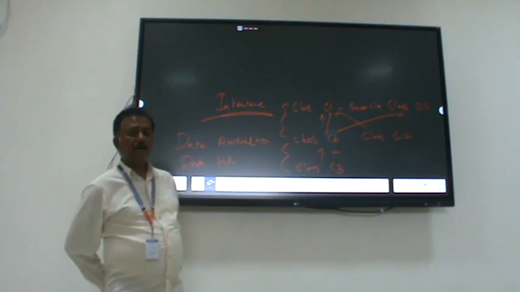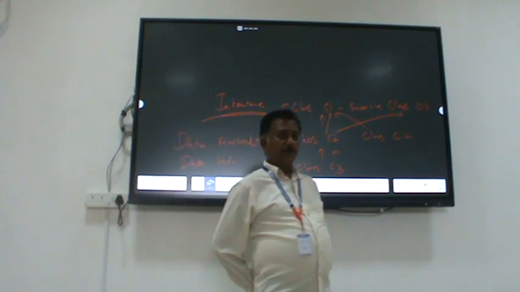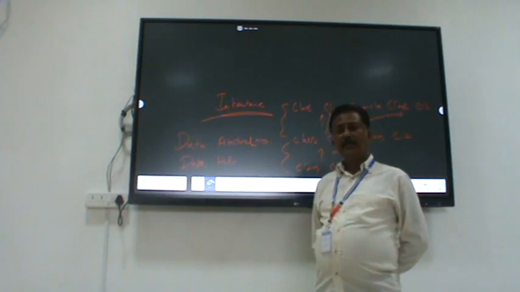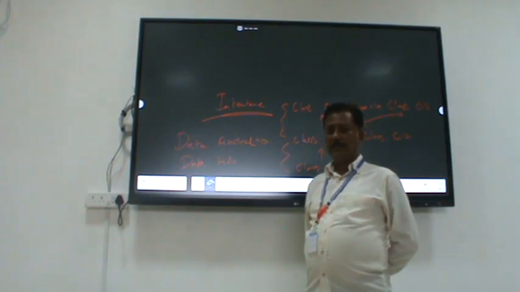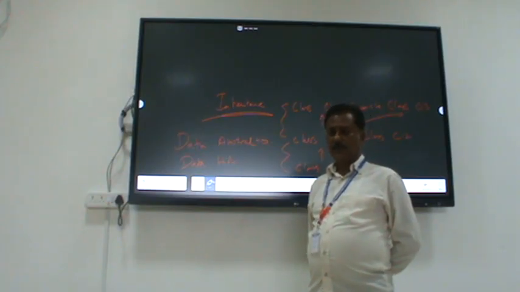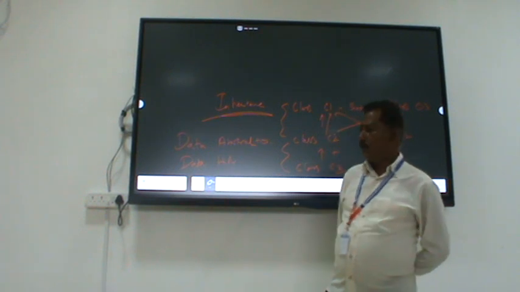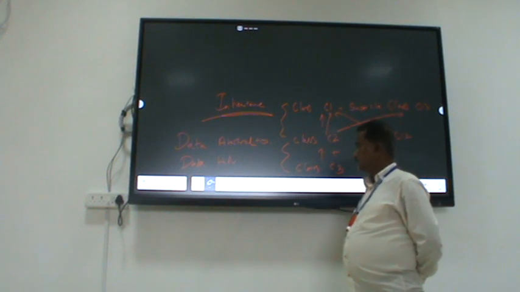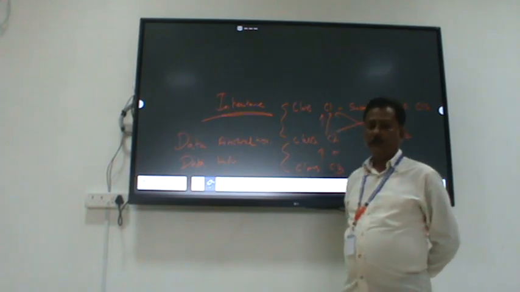So I want you to identify a real-time object, identify the data members and methods for that object, create a class, and then after creating the class, create an object in Java. This is the activity that you are going to do now. Hope you all understood this. Now you can do the activity, and if you get stuck, you call me, I will help you out. Thank you.